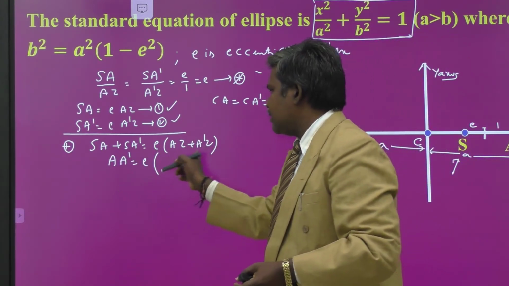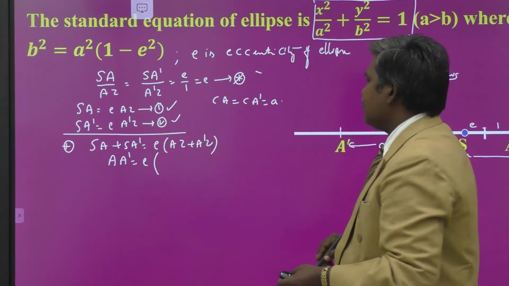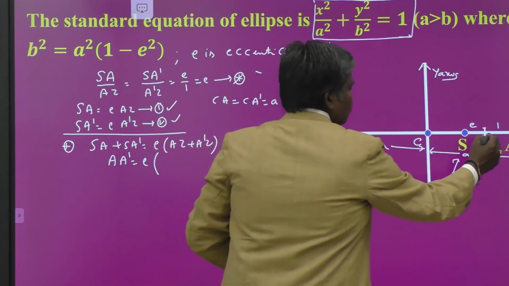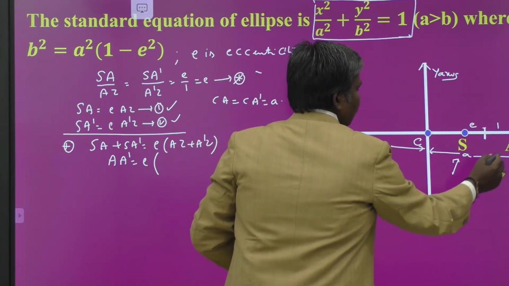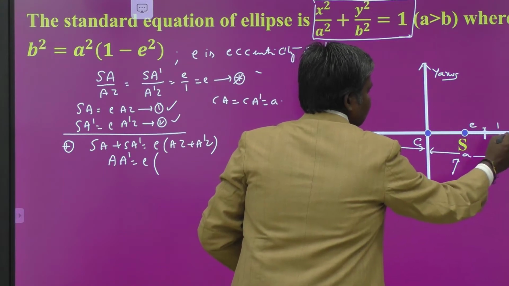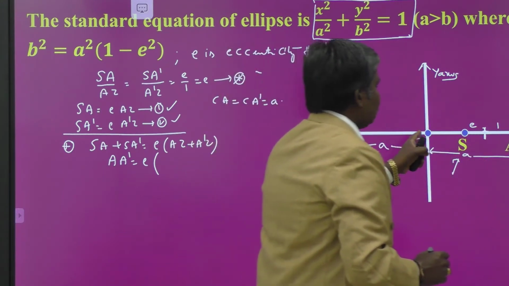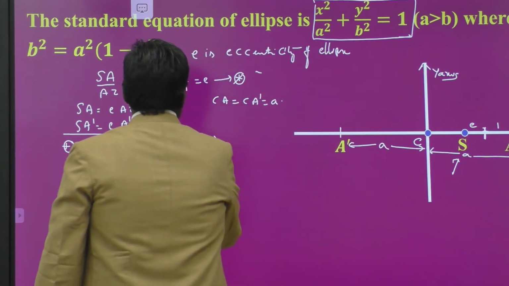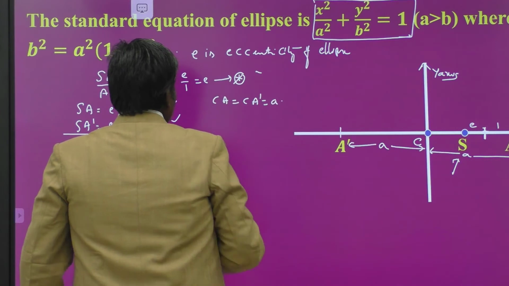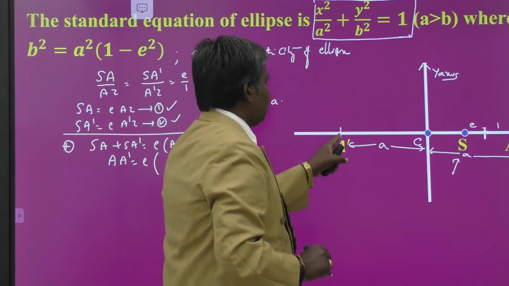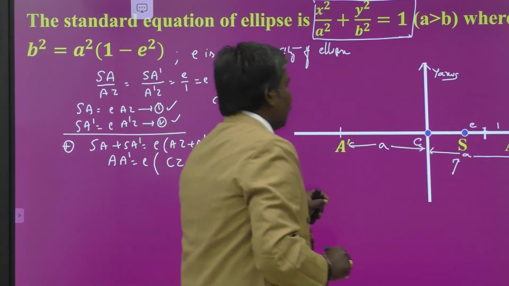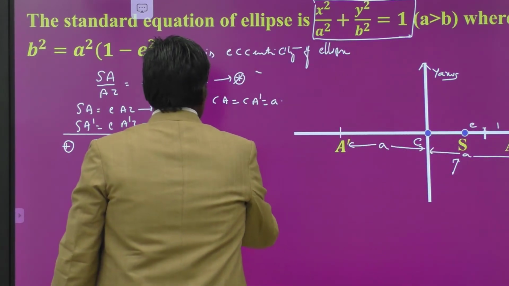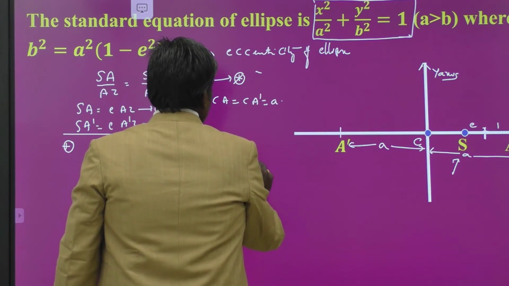After writing A dash, we are going to write these two things in terms of C. AZ, see here, what is AZ? This is my point A and this is Z, AZ. AZ is nothing but CZ minus CA. Plus similarly A dash Z. We are going to write in terms of C. That is A dash C plus CZ.